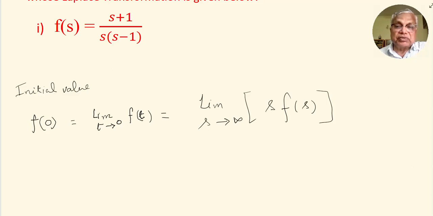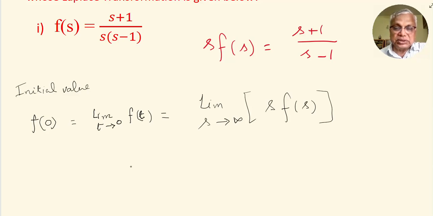Now what will be s into F of s? So s into F of s is this: s into s, and s cancels, so it will be s plus 1 by s minus 1. Okay. Now let us substitute into this. So s into F of s is this, s plus 1 by s minus 1. In this you have to put s equal to infinity.